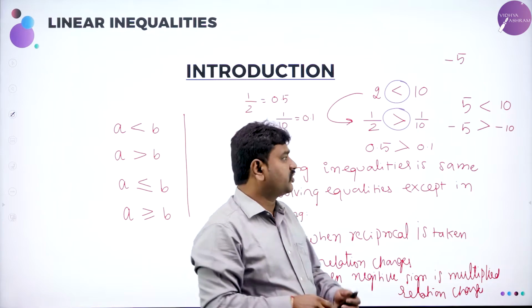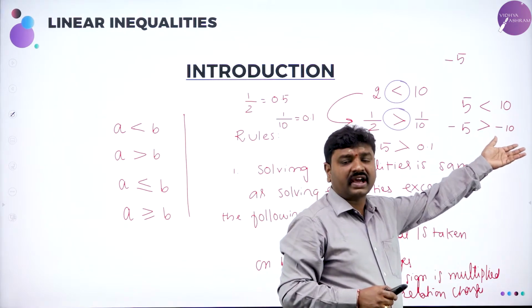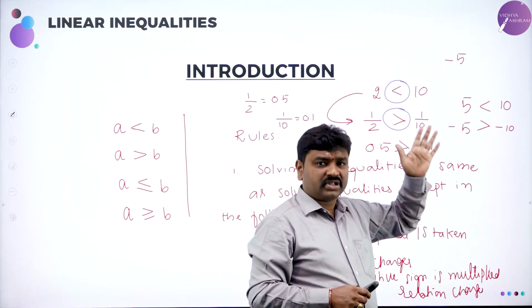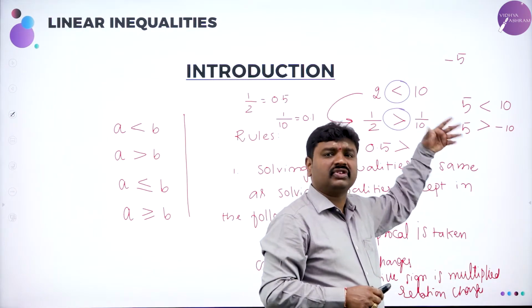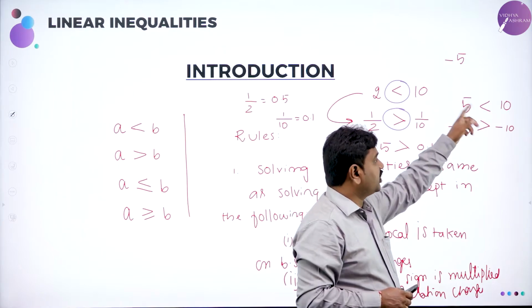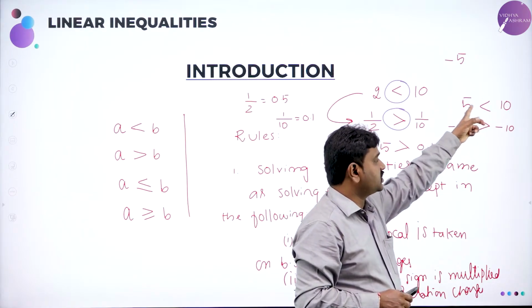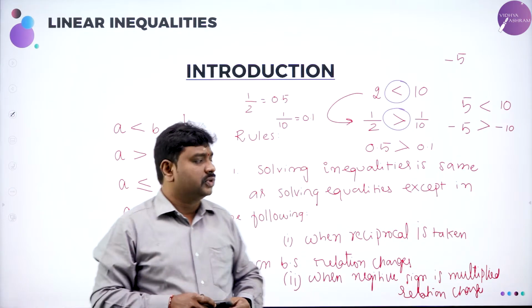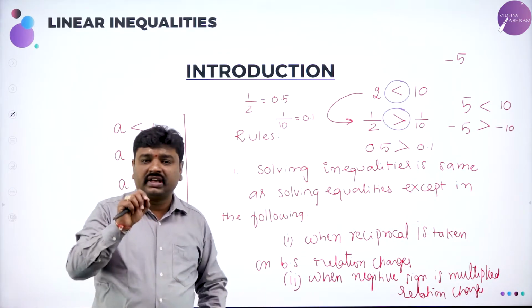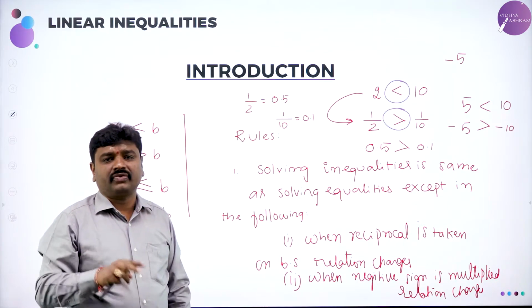So a person with 5 lakh loans and a person with 10 lakh loans. Who is richer? A person with 5 lakh loans is richer than a person with 10 lakh loans. So minus 5 is greater than minus 10. So when you multiply minus on both sides, the relation changes. It was less than, now it becomes greater than.